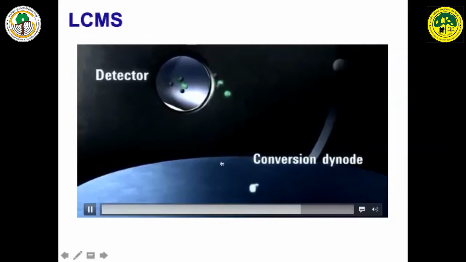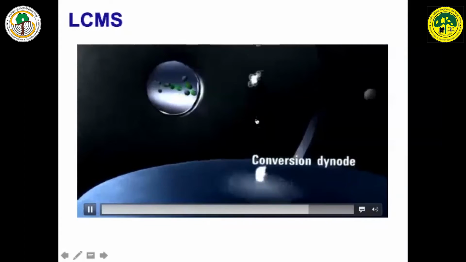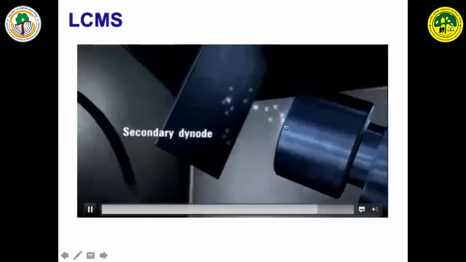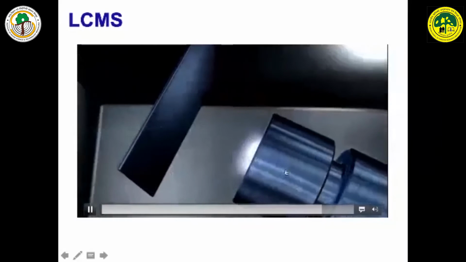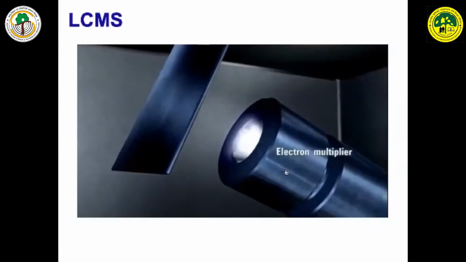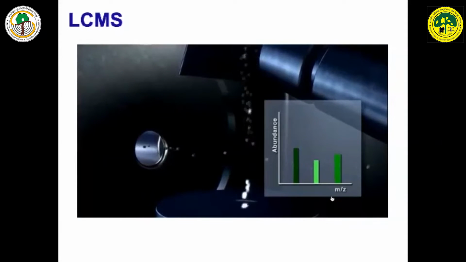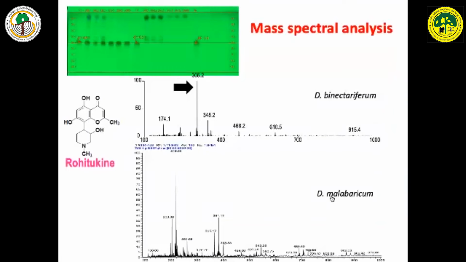There is a detector inside. Once the molecules come out from that quadrupole, the detector detects all the molecules by mass by charge ratio. And there is an electric amplifier. It amplifies that signal and then you get the chromatogram, mass by charge ratio. This is a very powerful instrument. You don't need a lot of material; even a nanogram quantity is enough.